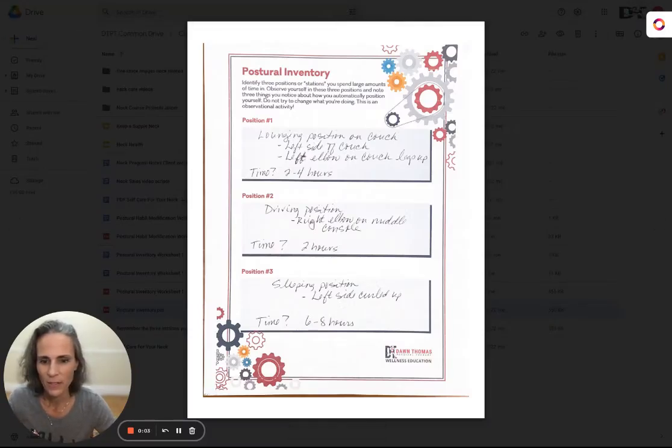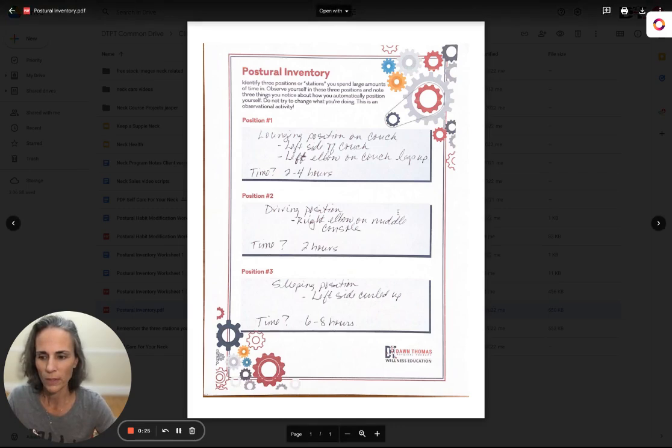So here's an example of my postural inventory worksheet. Observing myself, I picked 3 positions that I spend a good amount of time in and observed how I automatically put my body in these positions.